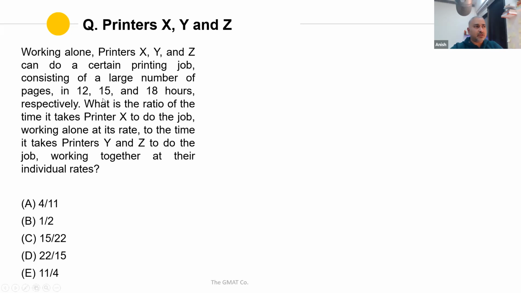First, what I need to figure out is how much time Y and Z together would take to finish the job. How much time would Y and Z together take? What I'm given is that Y and Z take 15 hours and 18 hours respectively. Just to get some idea of roughly how much time they'll take, let me start off with saying that let's say both these guys take 12 hours each. Let's say Y and Z each takes 12 hours to finish the task working alone.